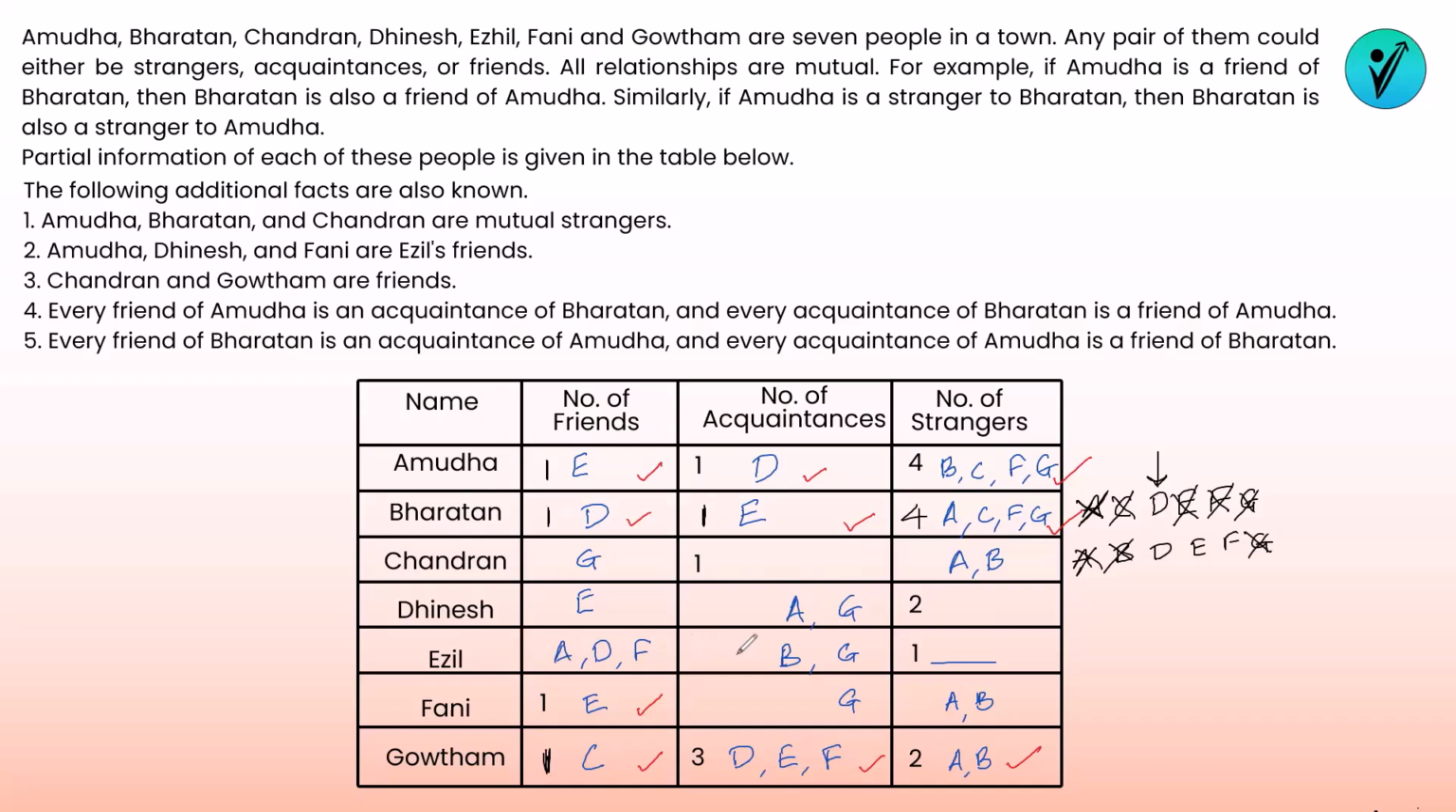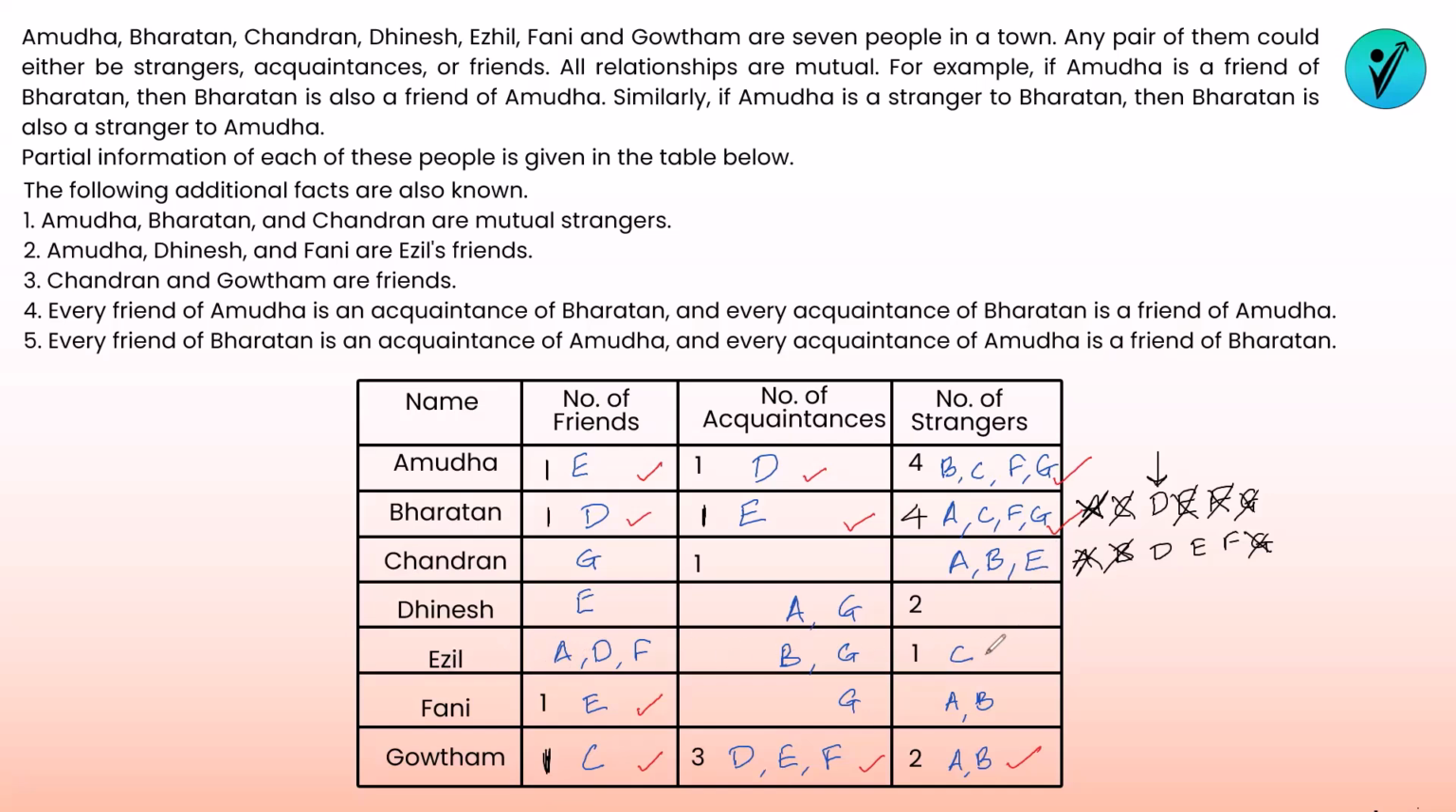Now, for E's line, we already have 5 people who have taken their place. That means there's only one person left for the strangers bit. Let's take a look at who it might be. So A is gone, B is gone, C is not gone. So C could be a possibility. D and F and G, everyone else is gone. That means E's stranger has to be C. If E's stranger is C, I will count E as a stranger to C as well.